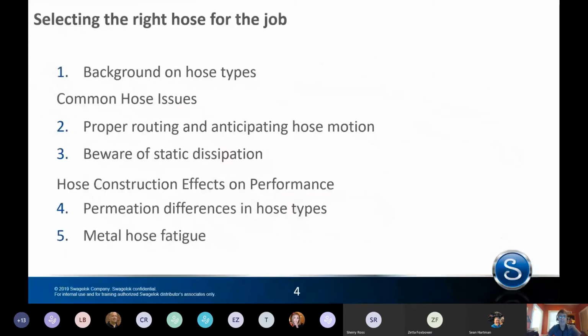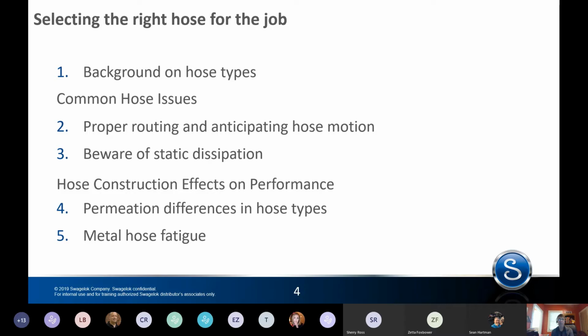So our basic agenda today is we start relatively simple. We go through some background on hose types. Again, it seems pretty simple, but it can be a lot more complicated than you would think. And then we're going to go through the 2 most common hose issues that we've seen. We do a lot of troubleshooting with our field engineers and our various hose advisors around the world. And the most common things that we see are improper routing and static dissipation. And so we're going to talk a little bit about those.